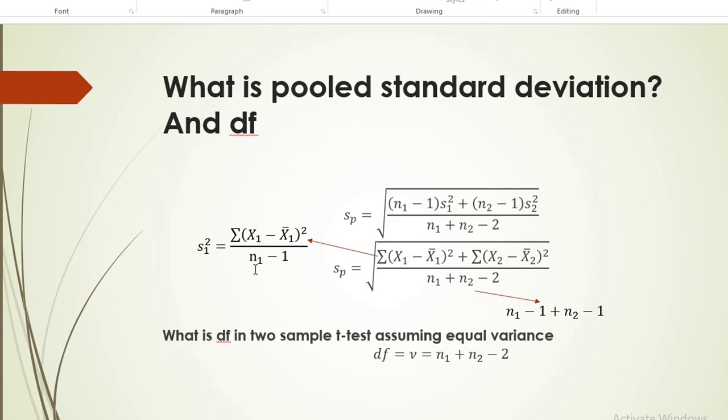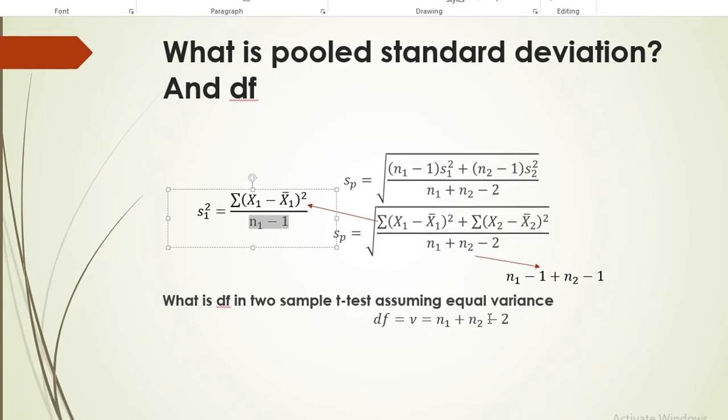What is the degrees of freedom when we have to estimate a single population mean? n minus 1. And if you have two samples, then n1 minus 1 plus n2 minus 1 gets minus 2, and arranging these terms it becomes n1 plus n2 minus 2. So this is the degrees of freedom.